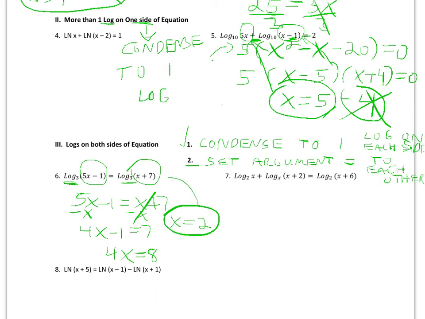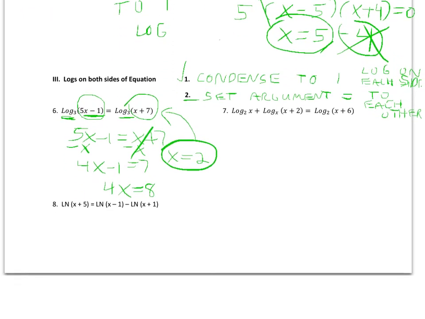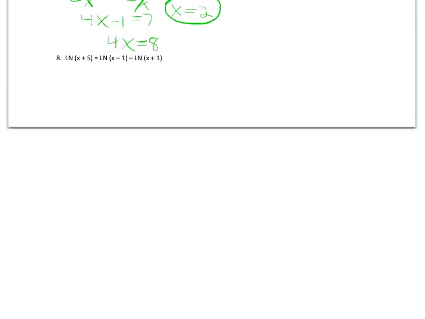And if you plug x equals 2 in there, here it would give you 2 plus 7 is 9. Here it would give you 5 times 2 is 10, 10 minus 1 gives you 9. So it works. It's not extraneous. All right, very last one we'll do, number 8.